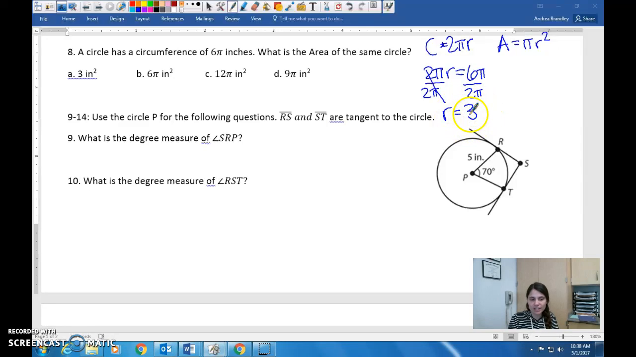So once you have your radius, then to find your area, you can just plug 3 in for your radius. So you do pi times 3 squared. Well, 3 squared is 9, which is 9 pi. And in this case, it actually doesn't even simplify from there. It just has 9 pi square inches.